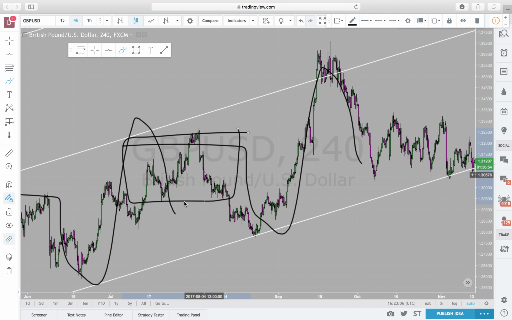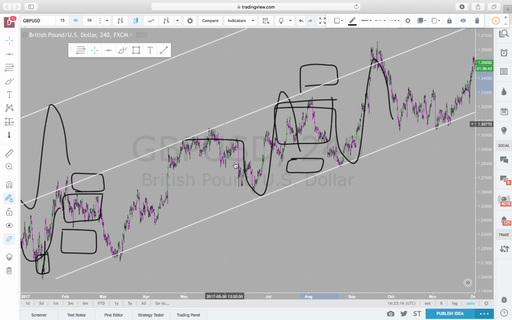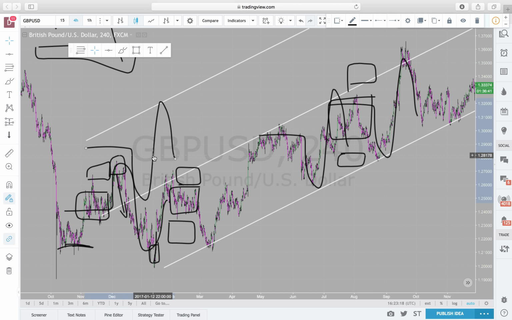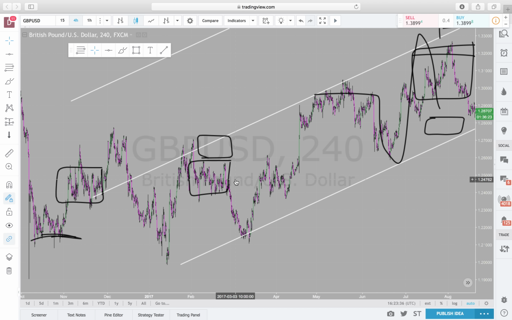Consolidation. Where are the stop losses? Here and here. Now, this is getting a little bit messy, but you get the point. It's really the same structure going over and over and over. And this is why it's so important to understand market structure. Understand where the traders are being trapped, and then react to how the market responds.